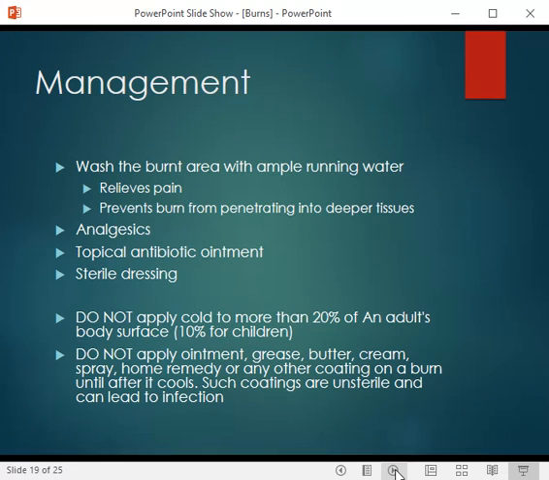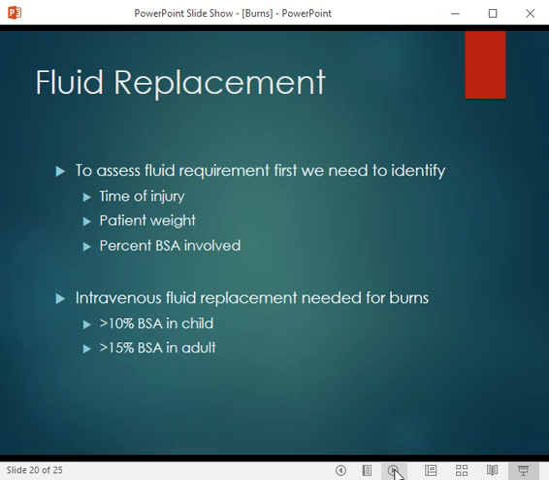Things to keep in mind, you do not apply cold to more than 20% of an adult's body surface, because if you do that, you will risk hypothermia, and hypothermia is something that is very easily missed and it leads to death, especially in children. And you do not apply any greasy ointments or butter or cream or sprays or home remedies. They will only prevent you from treating the wound.